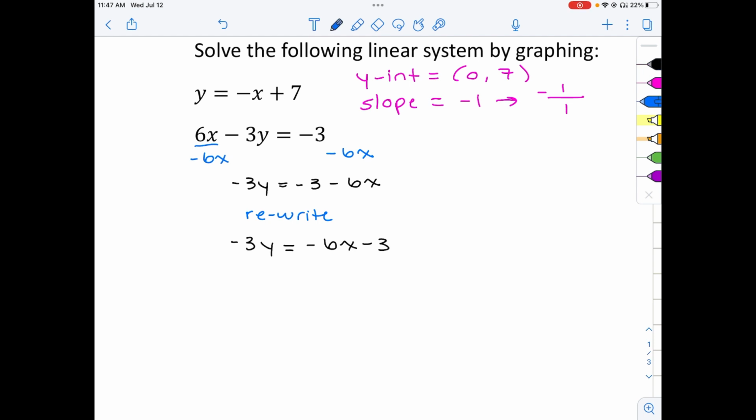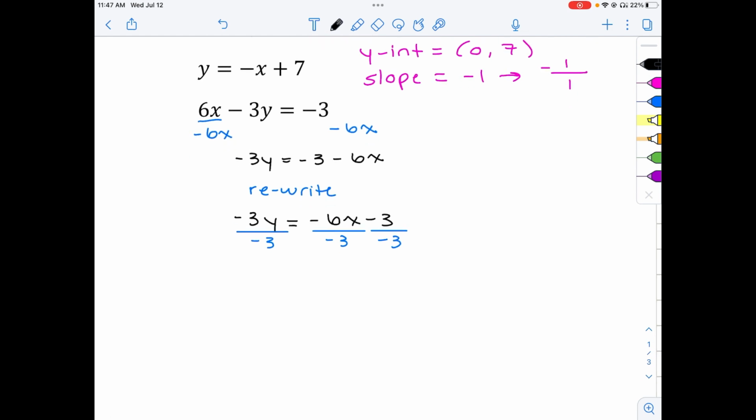Then I have negative 3y, which I don't want. I want just y, so I'm going to divide by negative 3 here. And you need to divide all 3 terms by negative 3. Typically people know that you're dividing by negative 3 on both sides, but on the right side, if you're dividing this entire side by negative 3, then all of the terms need to get divided by it, otherwise it's not correct. So every single term, all 3 of them, get divided by whatever number is in front of y.